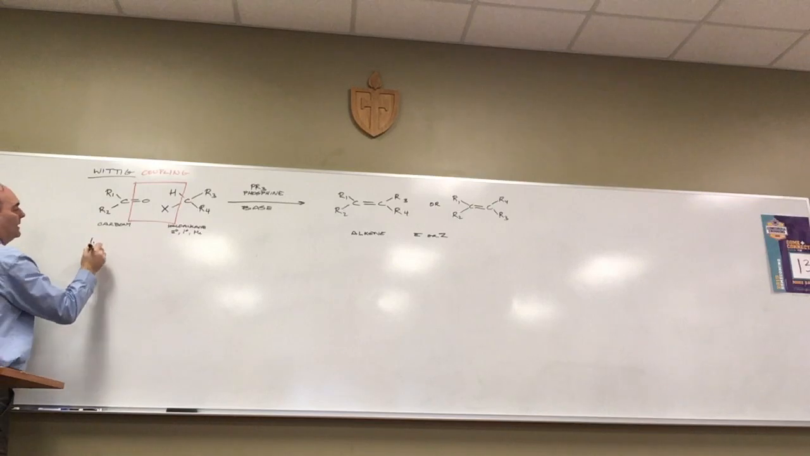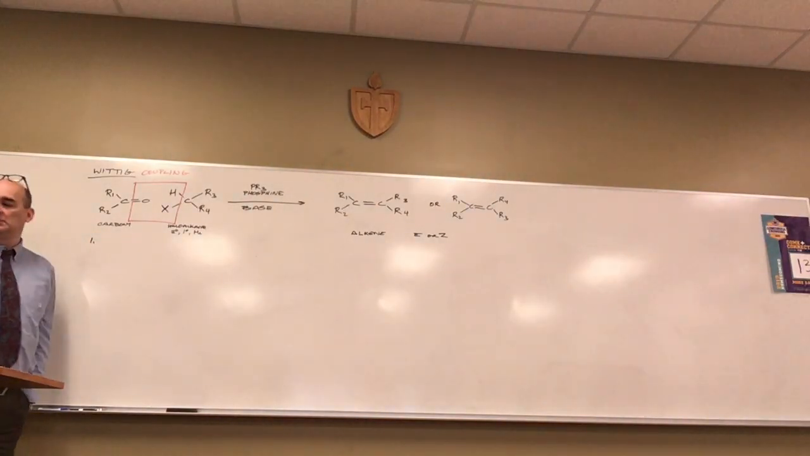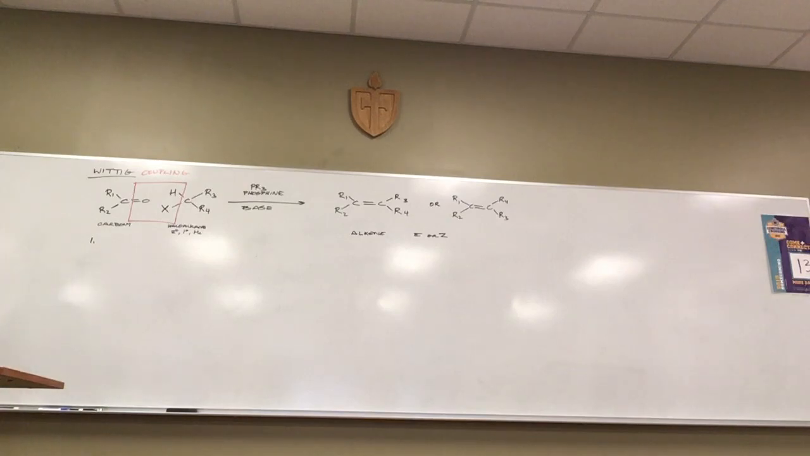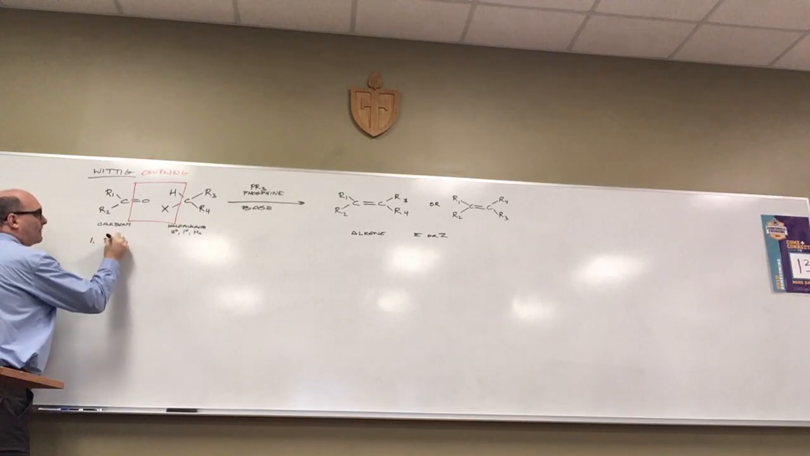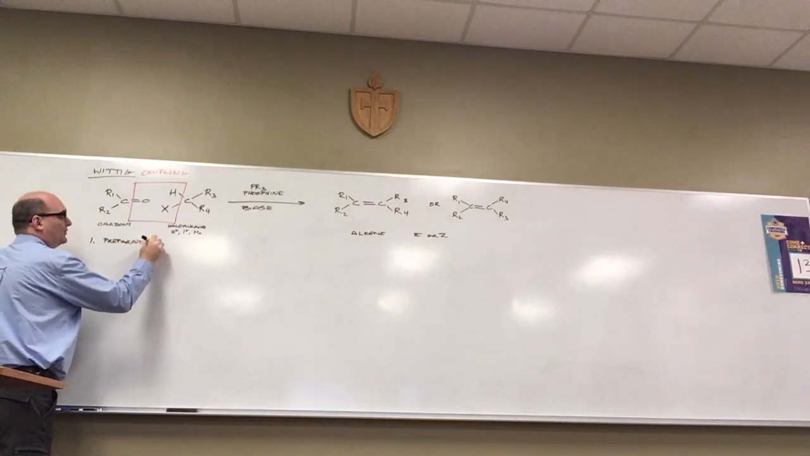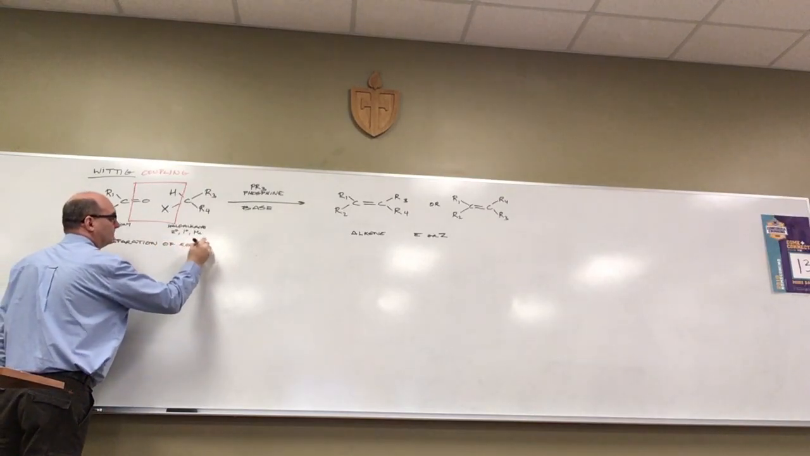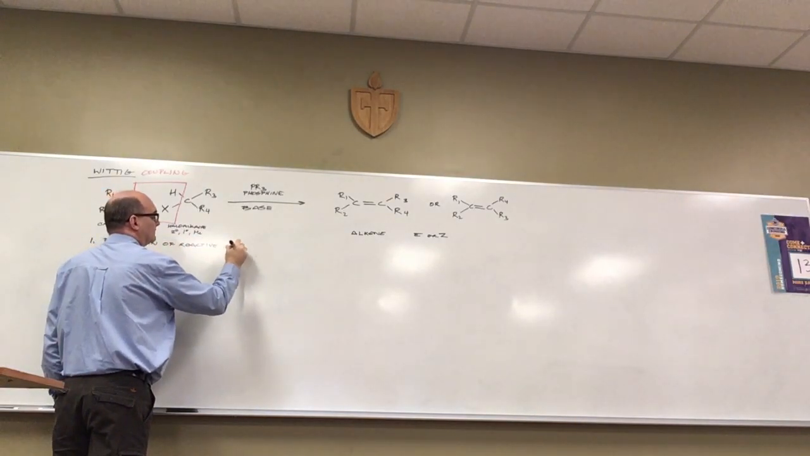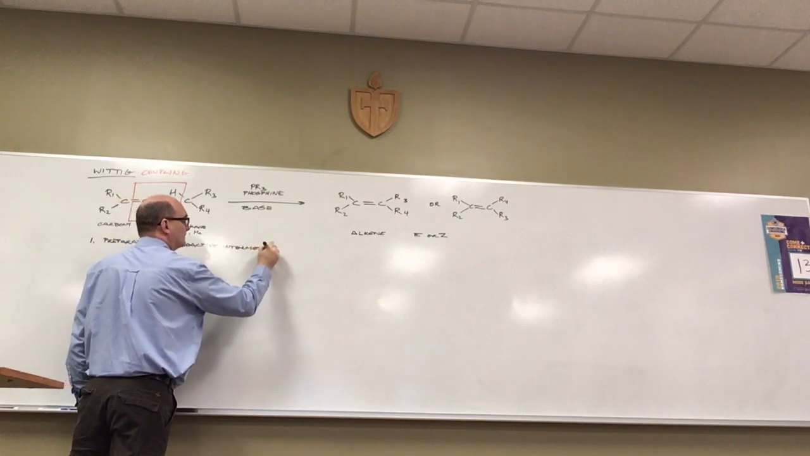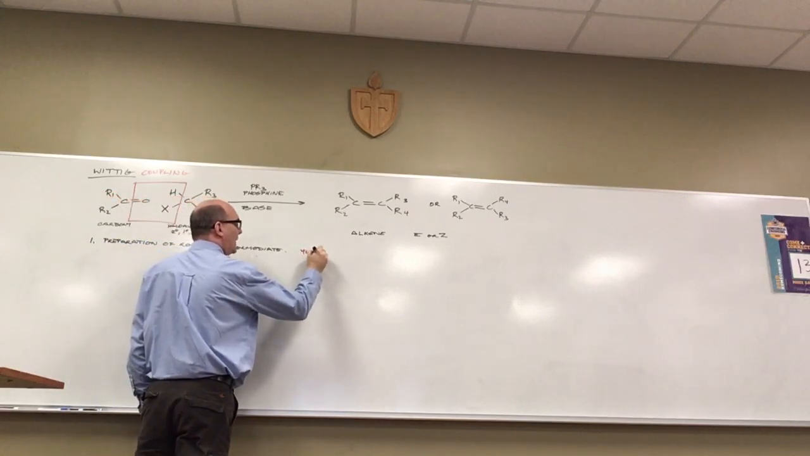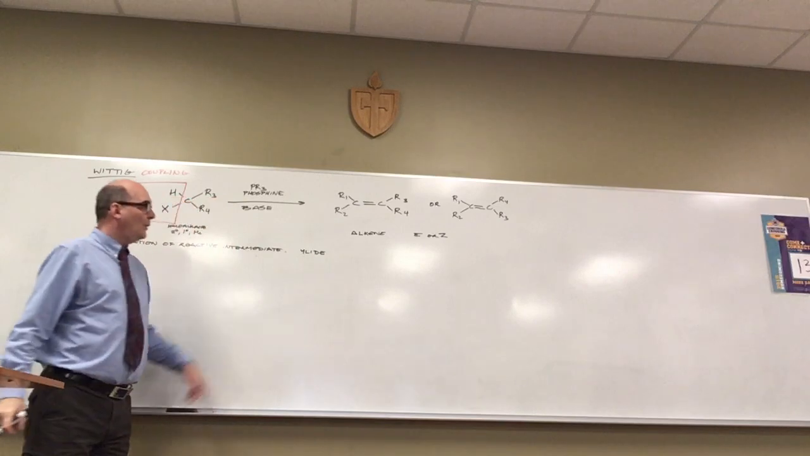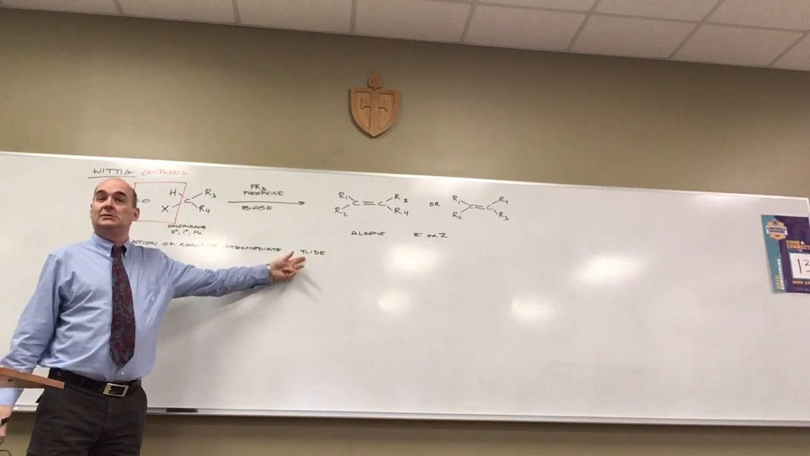All right, let's look at the mechanism. The mechanism occurs in 2 steps, similar to the strategy of what we did with the Swern oxidation. It's going to happen in 2 steps. Step 1 is preparation of the reactive intermediate. The reactive intermediate in our case is going to be called this.